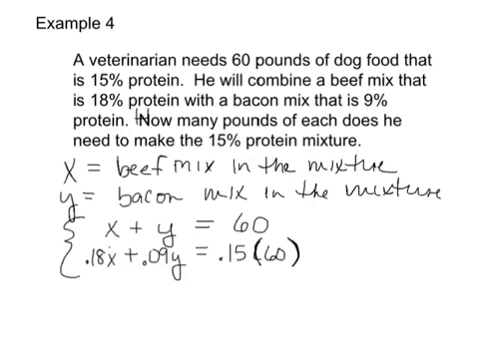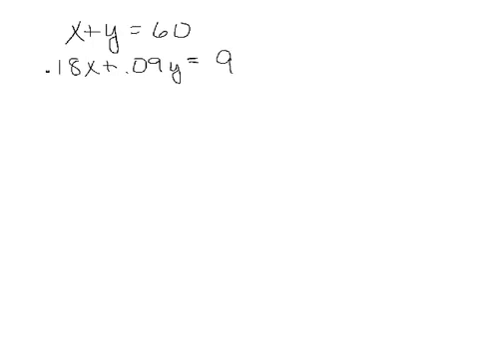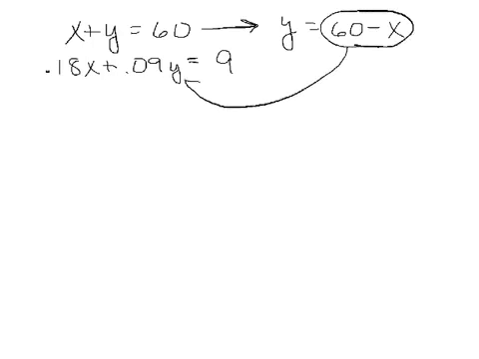Now to solve this system, you can use substitution or elimination. Since your x and your y don't have coefficients, I'm actually going to use substitution. So I'm going to start a new page. x plus y equals 60, and 0.18x plus 0.09y equals 0.15 times 60, which is 9. So y equals 60 minus x. I'm going to plug this in for y.